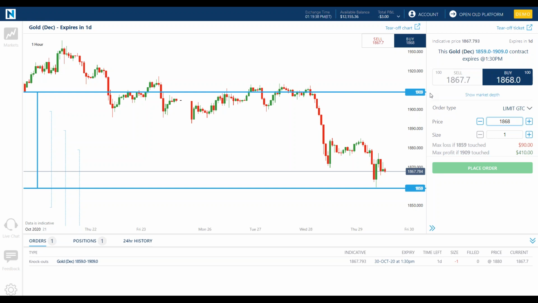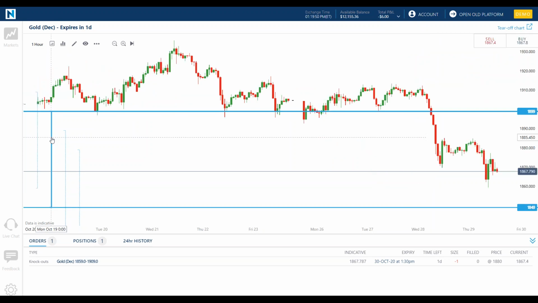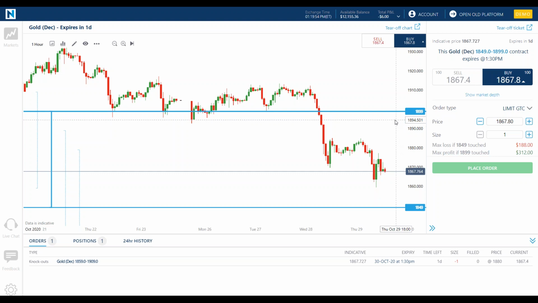But knockouts are delta one. You are trading the price of the underlying with some distinct boundaries around it. Now, if I wanted to have a different risk reward profile, I could always choose to trade a different knockout. Here's one where the price is currently right in the middle. So you'll notice that my maximum potential profit and maximum potential loss are a bit different.